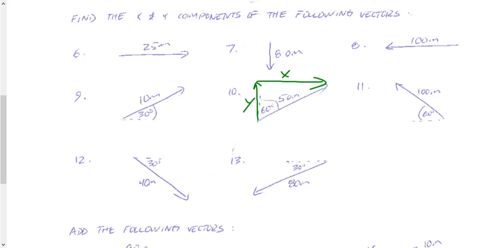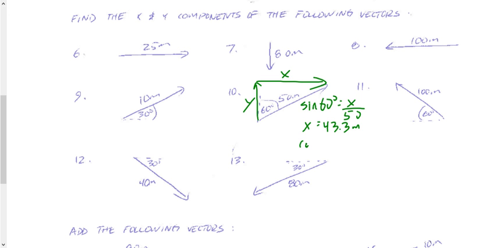I've got opposite and hypotenuse. Let's say sine 60 degrees is equal to opposite over hypotenuse. Does that make sense? We're going to say 50 times sine 60, I believe, is 43.3 meters.